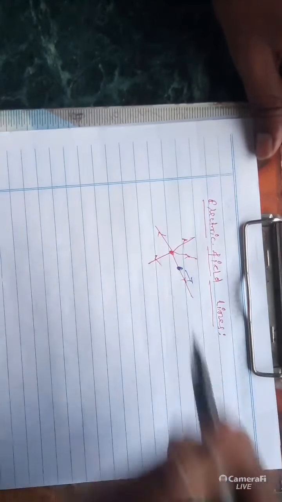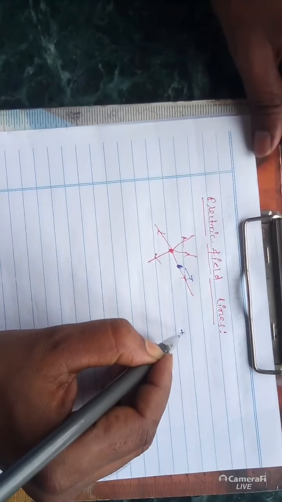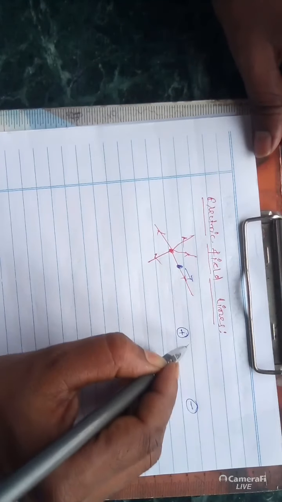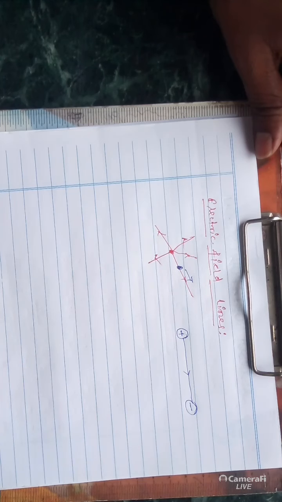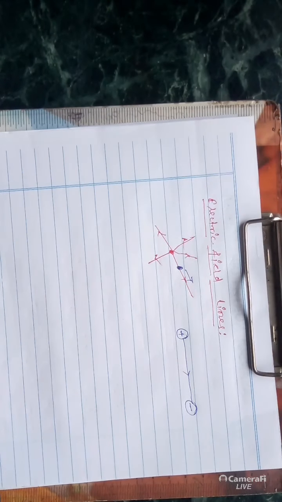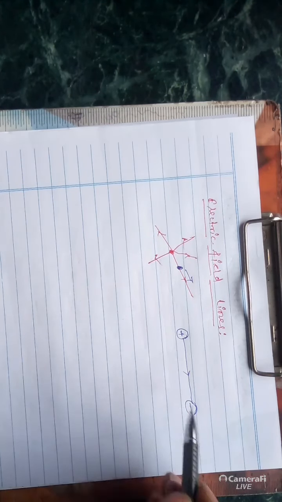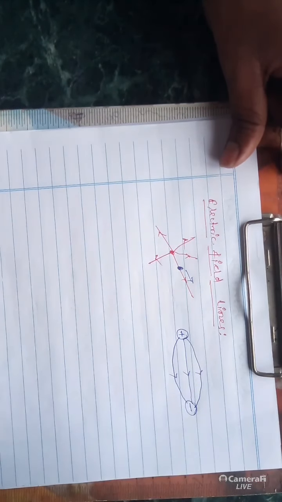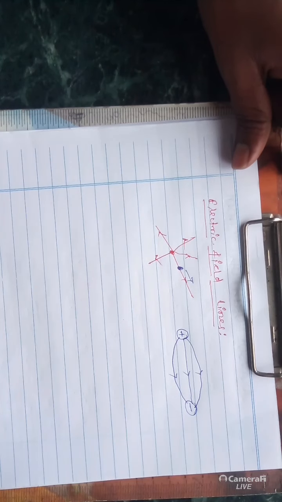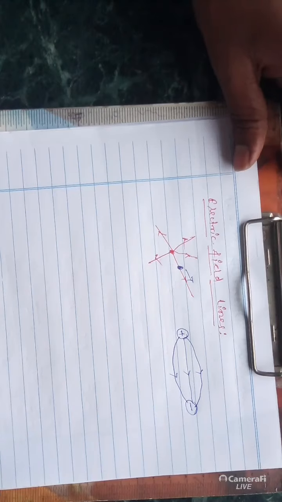What is the property? Electric field lines originate from the positive charge and end at the negative charge. Two electric field lines will never intersect each other. Magnetic field lines you have studied already in class 10th level, so there will be the positive to negative direction. Clear? No electric field lines will intersect each other. Clear?